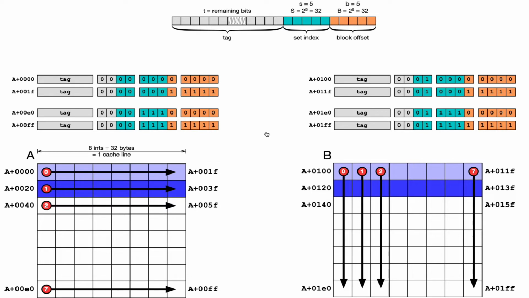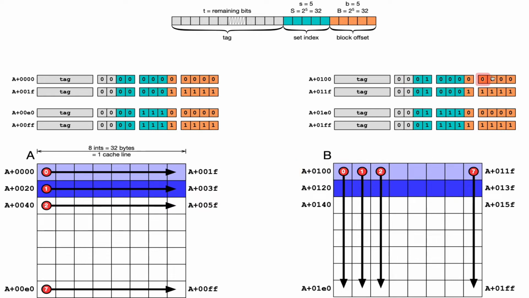Similarly, we can do this for matrix B as well. Again, because I'm assuming that A and B are right next to each other in memory, which is the case for the lab, we can say that because A ends at FF, we can assume that B starts at 0, 1, 0, 0, which is appropriately aligned to store integers. So the first integer in B is going to be at A plus 1, 0, 0.